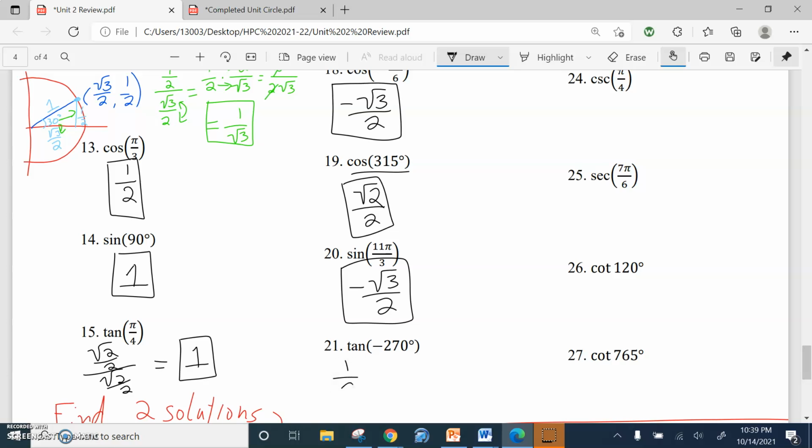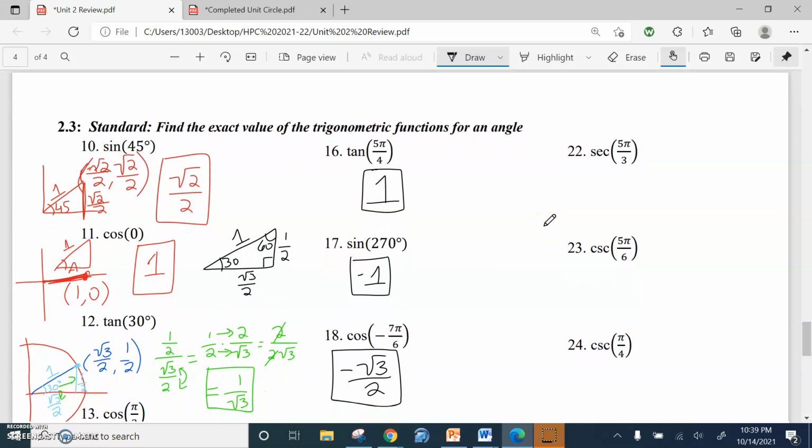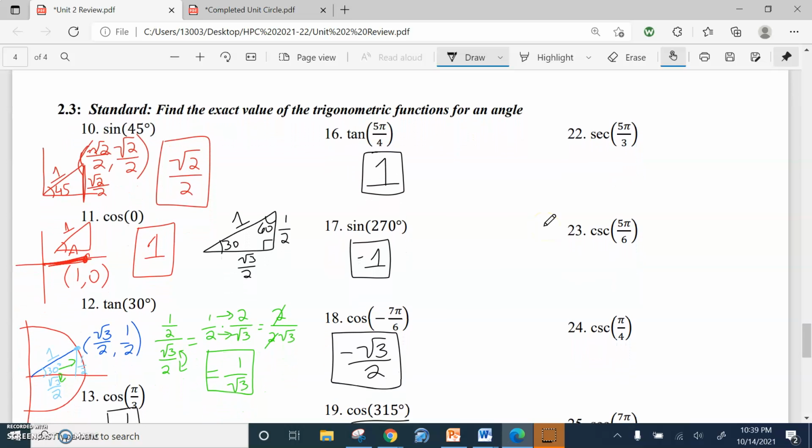So that, my friends, is a big fat DNE. Does not exist. There is no ratio there. There's no value. So 21 done, check. All right, moving on. 22, here we go.